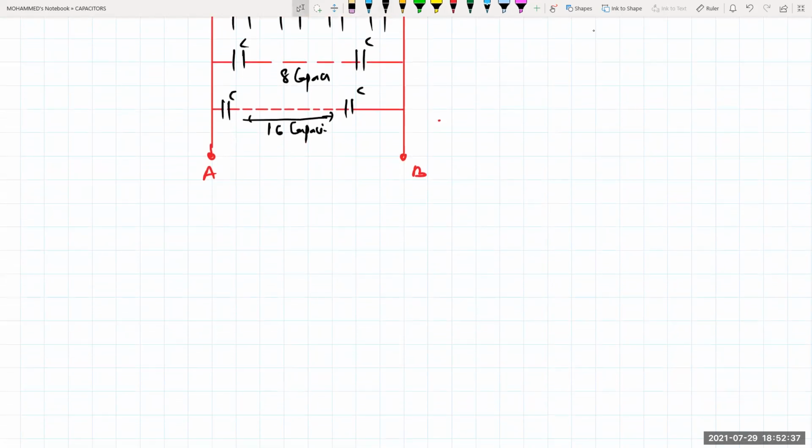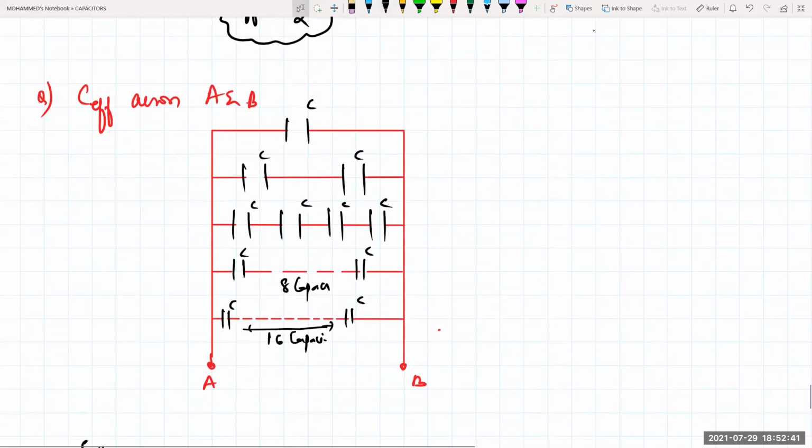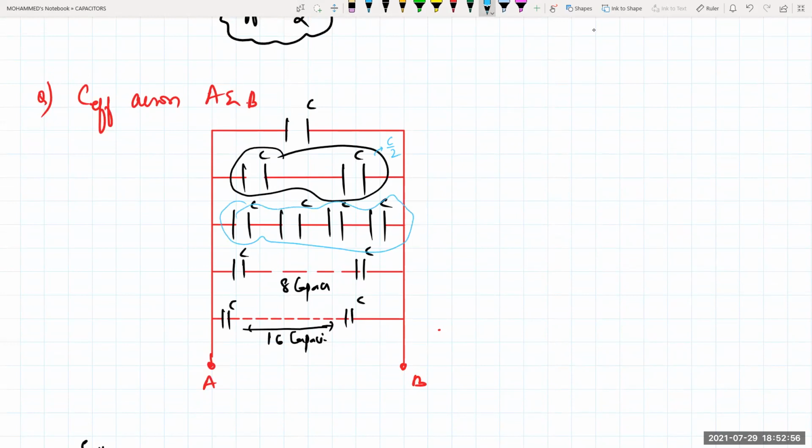Tell me how we do it. These two are in which combination? Series. How much will it be? 1 by C plus 1 by C, that is C by 2. When the capacitors are similar, we can write C by N. Yes, the C by N formula. This will become C by 4. This will become C by 8. This will become C by 16.